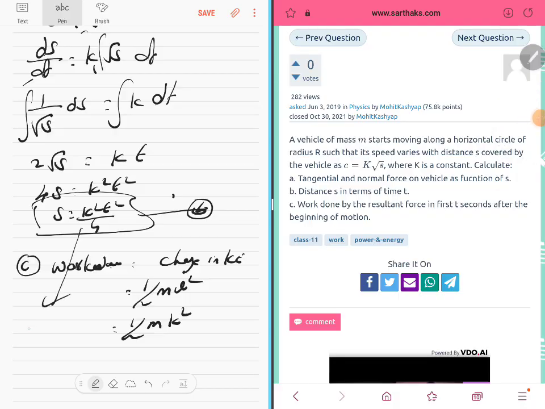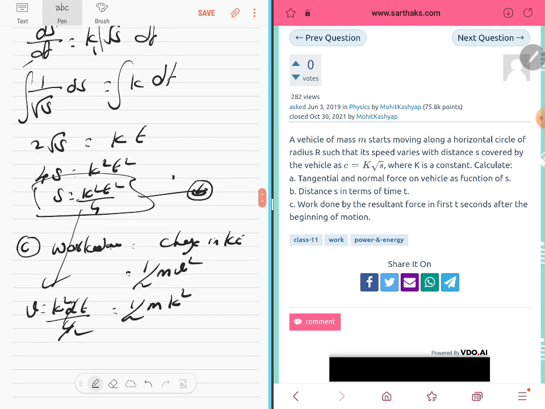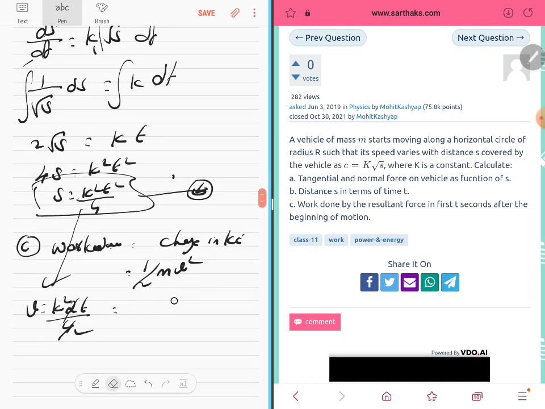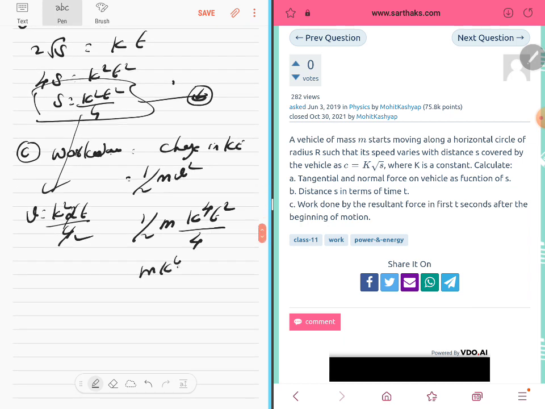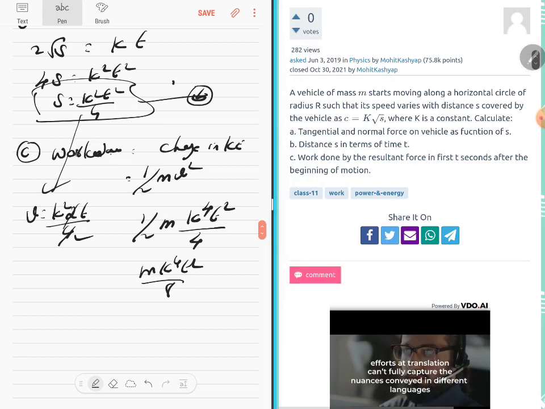So let's differentiate this, because it's s. When you differentiate, you get the velocity. k square is a constant, 2t into dt by dt, and a 4. These two get cancelled. This is your velocity. Let's substitute this velocity in here, because in a time t, half into m into k to the power 4 into t square by 4. So can I say m k to the power 4 t square by 8? And this will be the work done or change in kinetic energy.